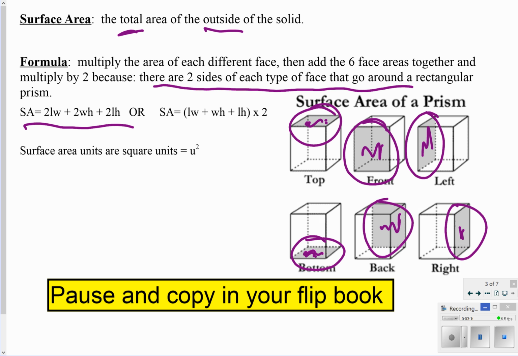Well, my shortcut way that I'm suggesting is that we say that the surface area is our length times our width, and then our width times our height, and then our length times our height, and add those parts up and multiply by 2 at the end, and that would give us our total surface area. And surface area, since we're covering the area, is in square units, so units squared. Go ahead and pause the video and put this information in your flipbook.